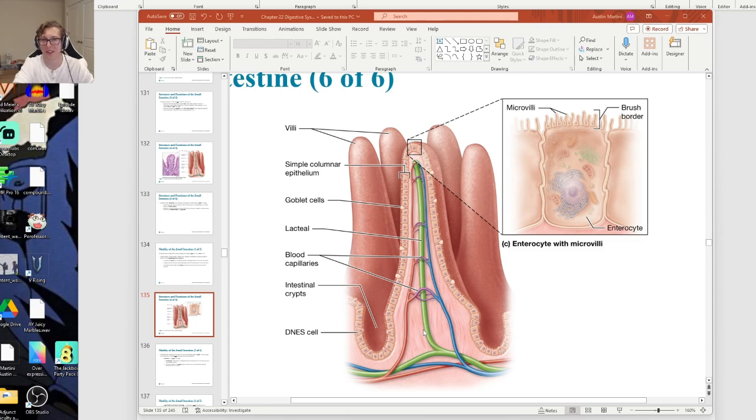All the way back in the lymphatic system, I talked about how dietary fats are not absorbed into the blood, they're absorbed through the lymphatic system first. Here's where those dietary fats enter. They enter in through your lacteal, and simple carbohydrates and amino acids, the basic building block of proteins, enter in through the blood capillaries.